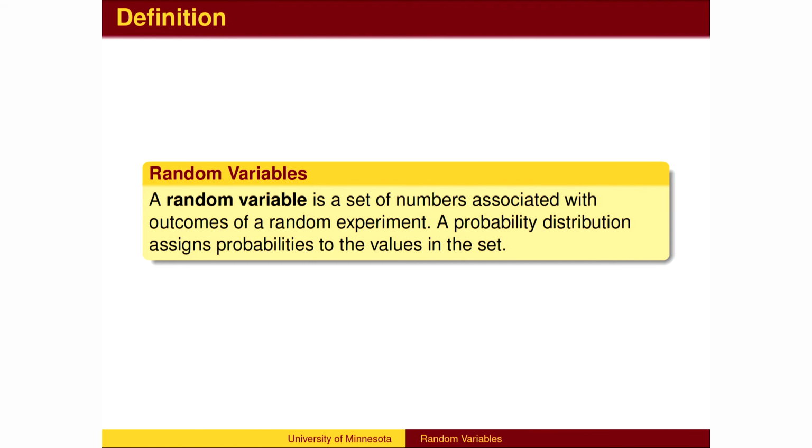To recap, a random variable is a set of numbers associated with outcomes of a random experiment. A probability distribution assigns probabilities to the values in the set.